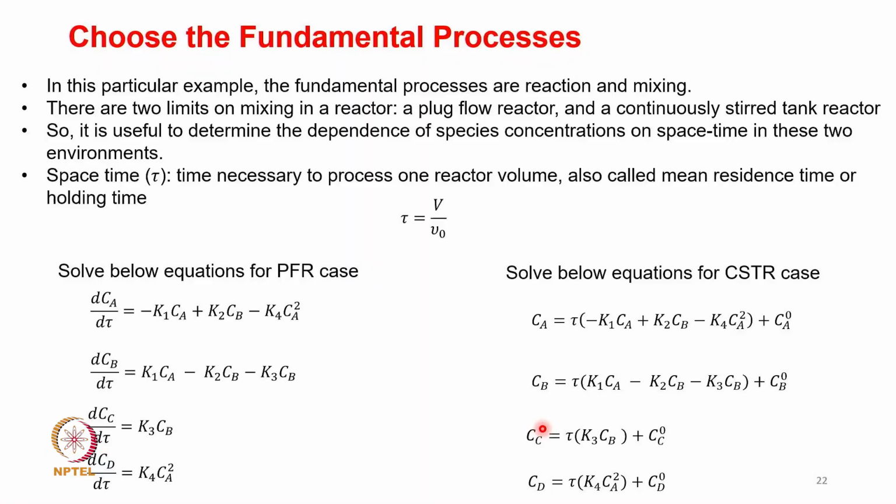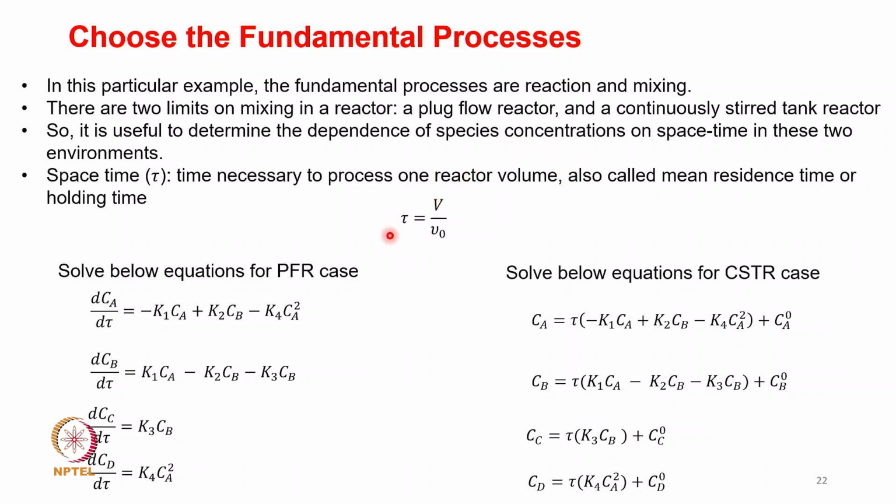Before we move ahead, we have to choose the fundamental process. Let's start from the basics. In this particular example, the fundamental process is nothing but reaction and mixing. There are two limits in mixing. One is of course a plug flow reactor, the other one is a continuously stirred tank reactor. The plug flow reactor is not mixed at all, while the CSTR is extremely well mixed. These are the two extreme cases. It is useful to determine the dependence of species concentration on space time in these two environments.